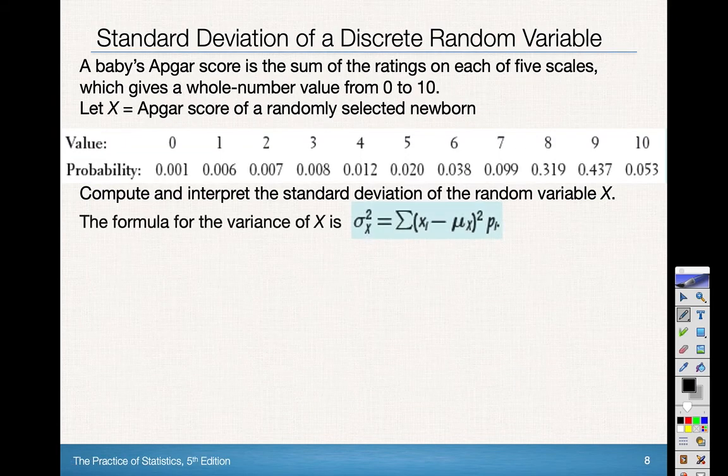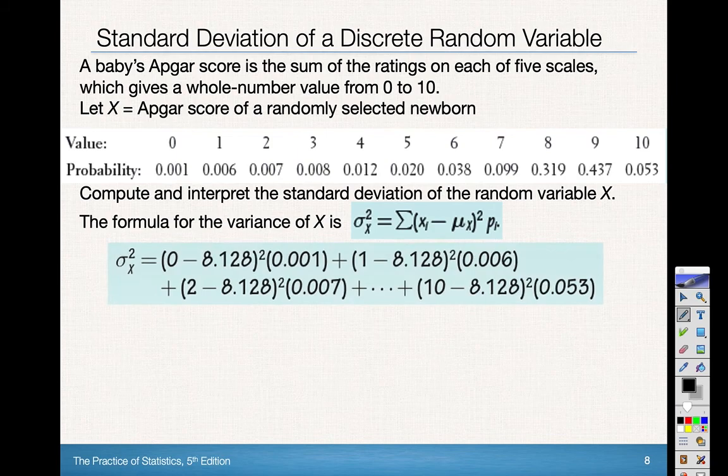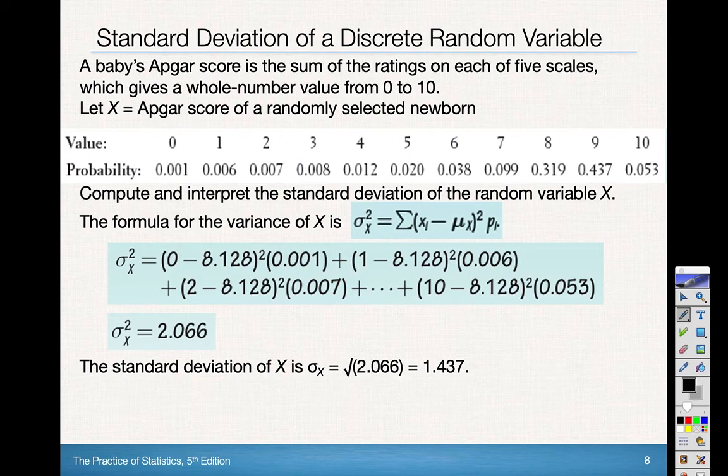Well, it would take a whole lot to compute this. You would have to do the APGAR score minus its mean, square it, times its probability, add it to the next one. And yes, if you choose to not use your calculator, you would have to calculate this whole thing if you don't use the shortcuts of the calculator. So let's talk about what this means. Let's talk about an interpretation, because it's better to know what the scores you're finding mean.